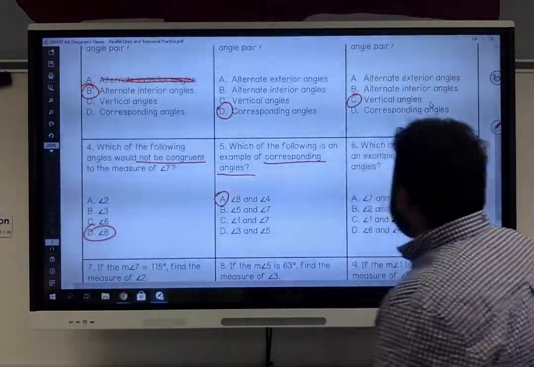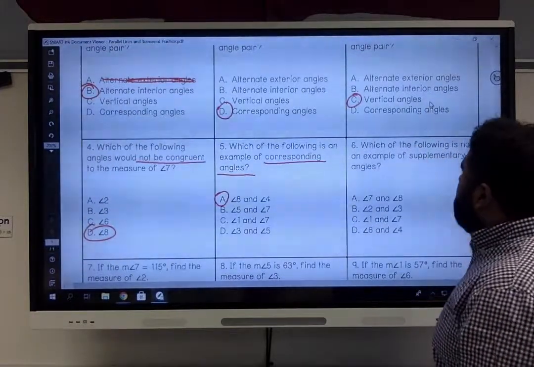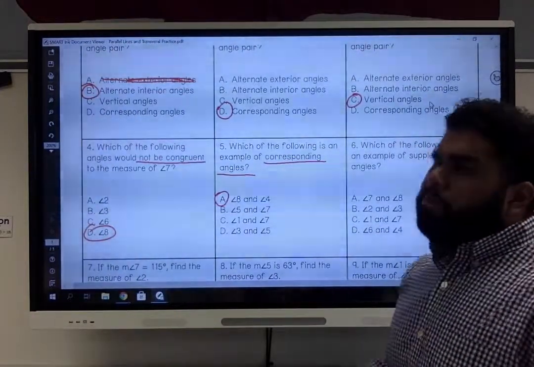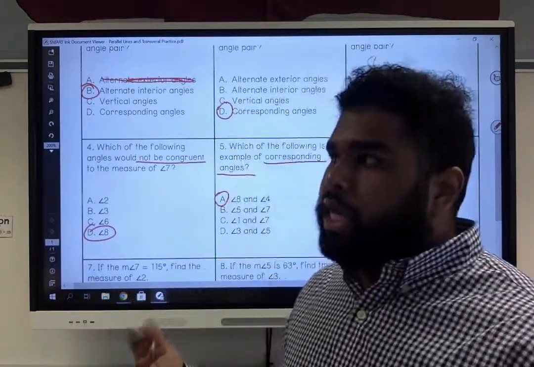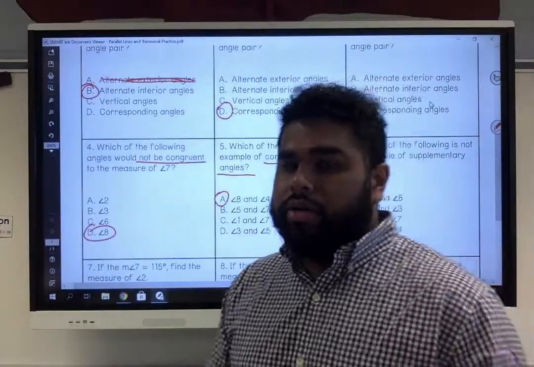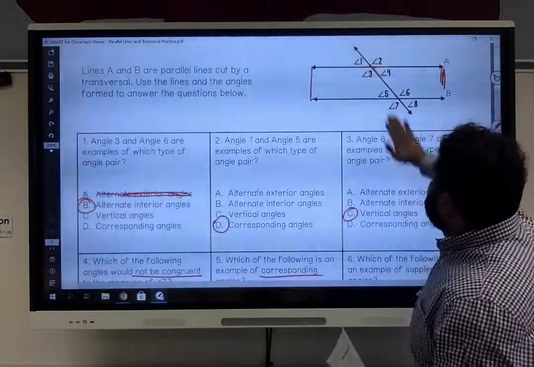There you go. Now, which of the following is not an example of supplementary angles? Now, remember, supplementary angles will equal 180 degrees. So they're asking which angle doesn't create 180 degrees. So let's find out.